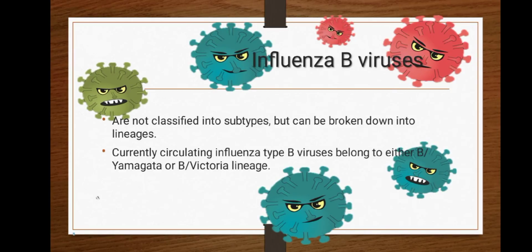The next one is the influenza B viruses. Influenza B viruses are not classified into subtypes but can be broken down into lineage. Currently circulating influenza type B viruses belong to either B/Yamagata or B/Victoria lineage. Influenza type B are usually found only in humans and can cause morbidity and mortality among humans, and it is less severe than influenza A viruses.